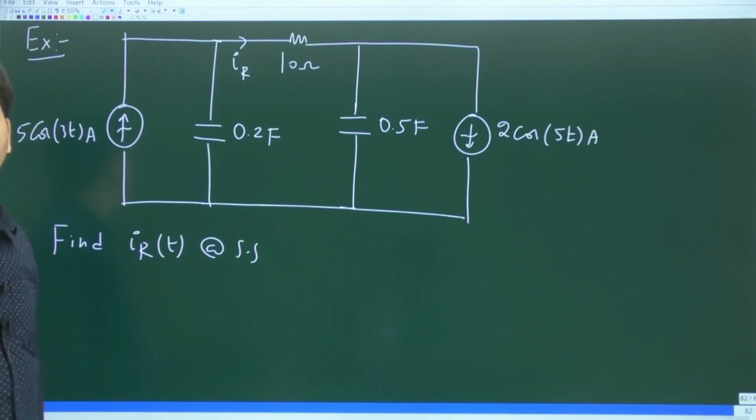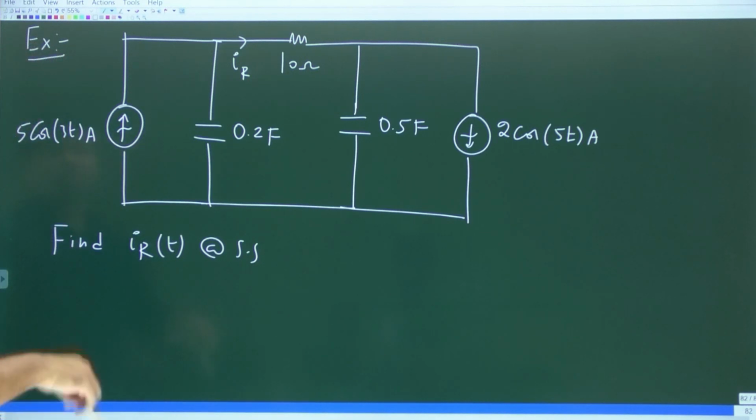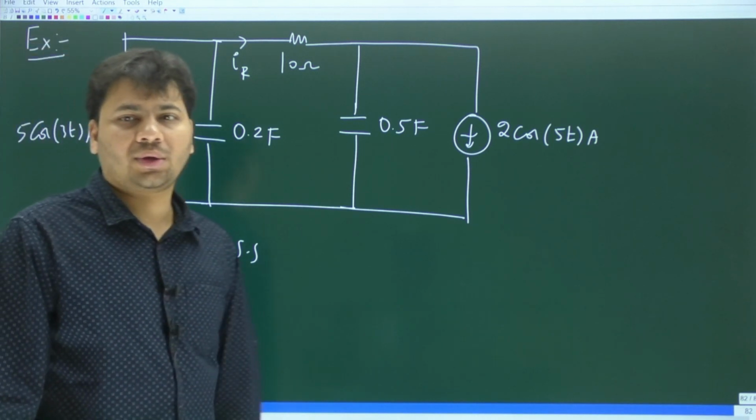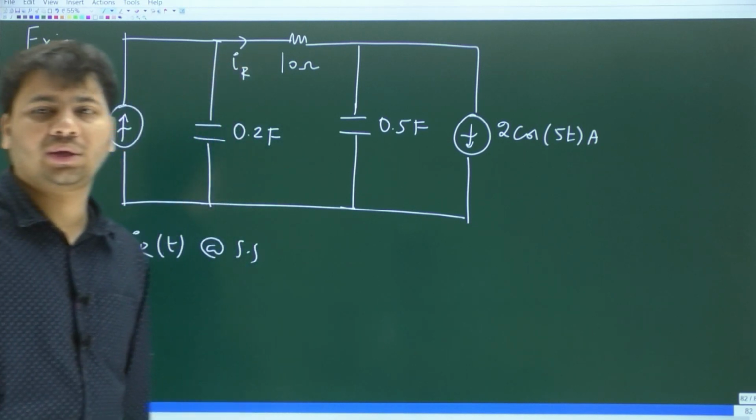And how many sources are driving this circuit? Clearly two sinusoidal current sources are driving this circuit. One is this 5 cos 3t on the left. The other current source driving the same circuit is 2 cos 5t amperes on the right side.